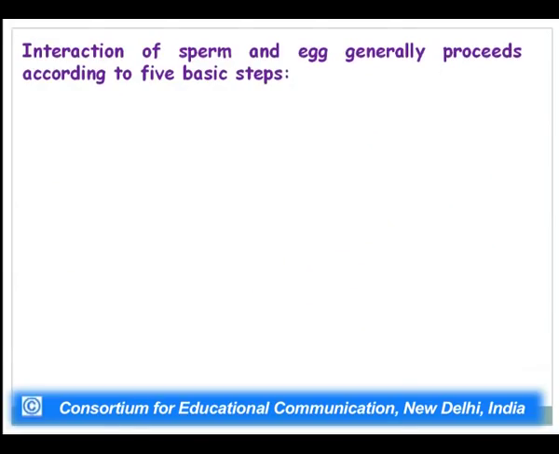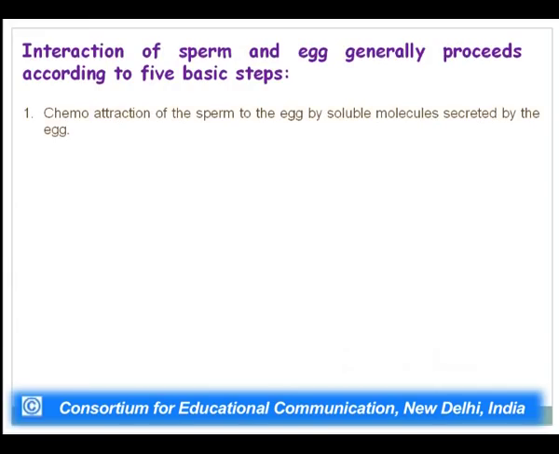Now to start with the interaction of sperm and egg, it generally proceeds according to 5 basic steps. The first is that the sperm and the egg need to come together, and this is aided by attractants, some kind of chemical attraction by the soluble molecules secreted by the egg. So the egg releases these chemoattractants, by which the sperm gets the cue and moves in the direction of the egg.